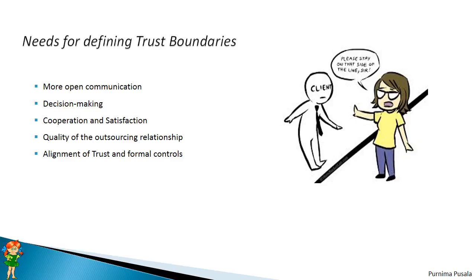The need for establishing trust comes into the picture when you expect open communication, decision making, and cooperation and satisfaction in the decision making process. The establishment of trust is of importance in the working relationship as it leads to risk taking. In my opinion, most importantly, the alignment of trust and formal controls should be balanced, which can be achieved by defining trust boundaries.